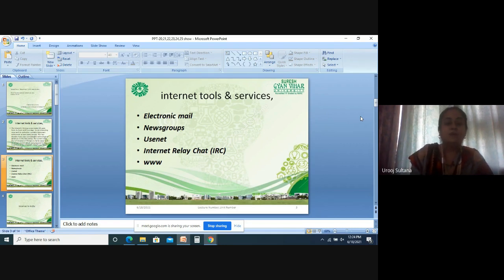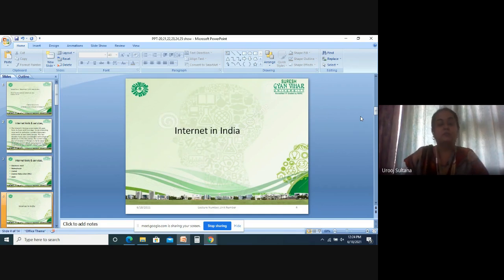So this is all about the tools and services of the internet. Now, internet in India. If we go through the history of the internet in India, the first publicly available internet service in India was launched by state-owned Videsh Sanchar Nigam Limited, that is called VSNL, on 15th of August 1995.